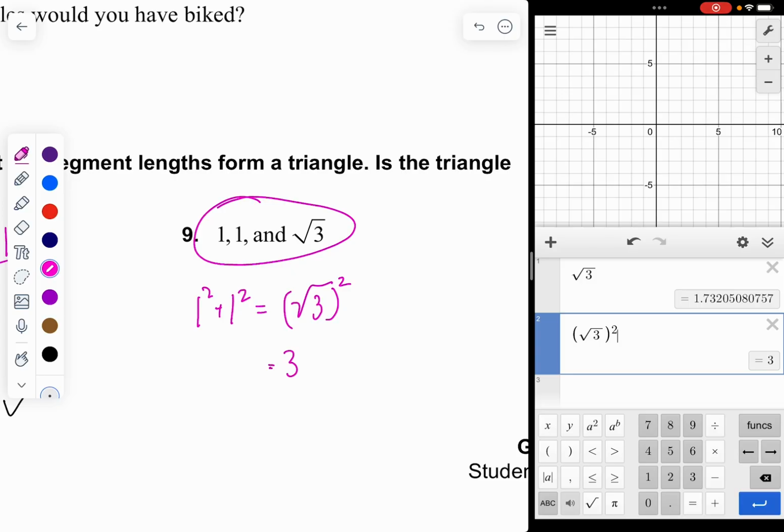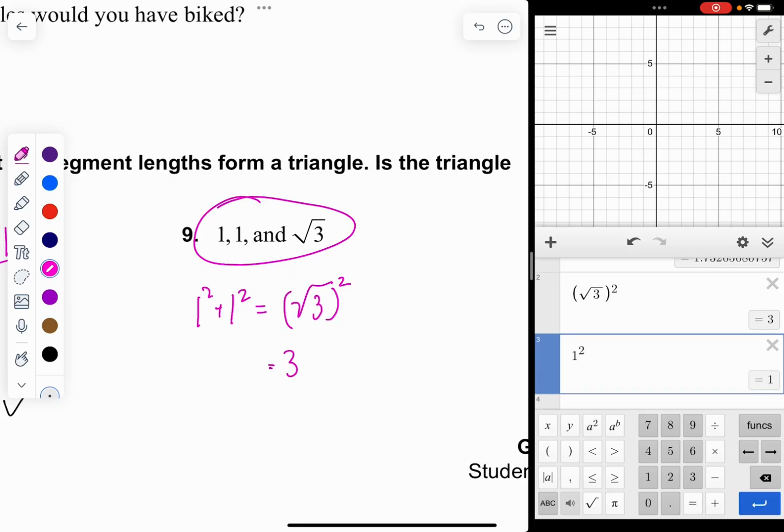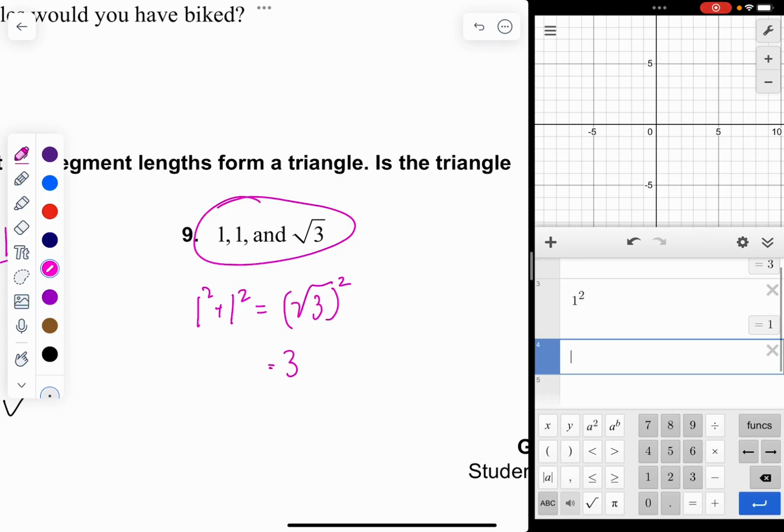So radical 3 squared is just 3, and then we just go 1 squared, which is 1, and 1 squared again, so 1 plus 1, which means 2 equals 3. Does 2 equal 3? It never has, it never will. So is this a right triangle? No, it's not. It has to be either acute or obtuse.